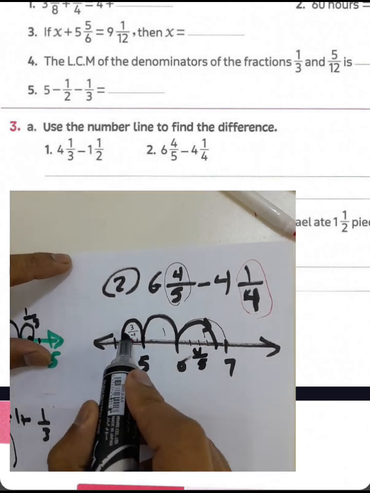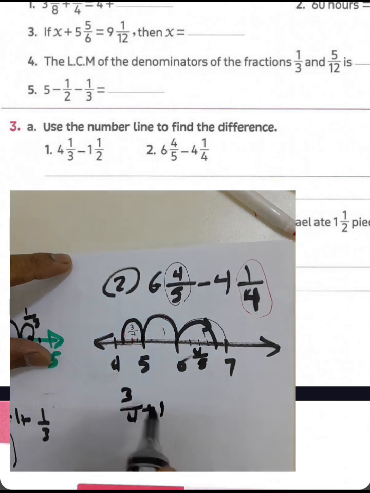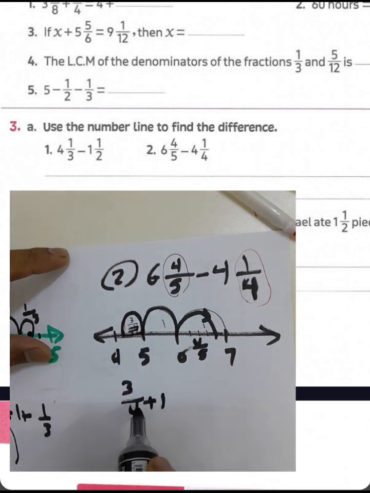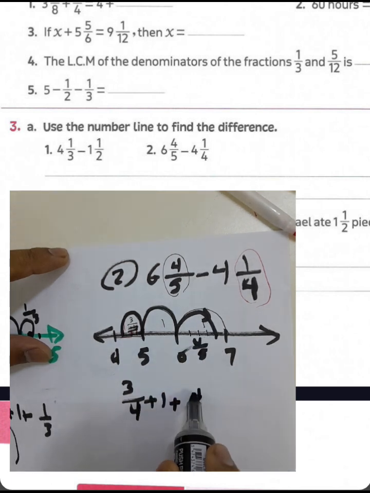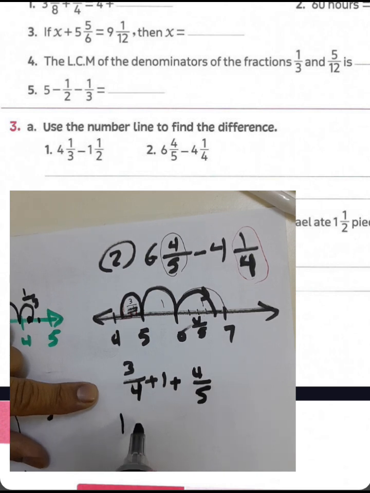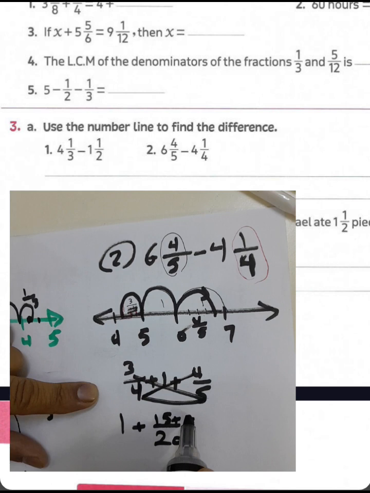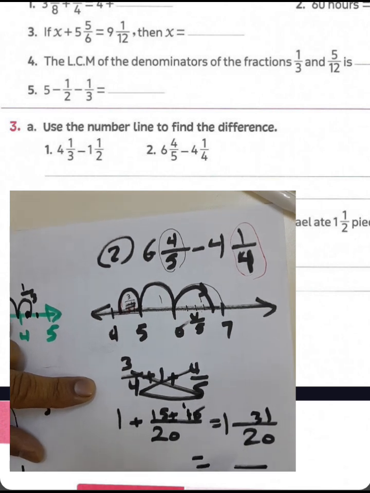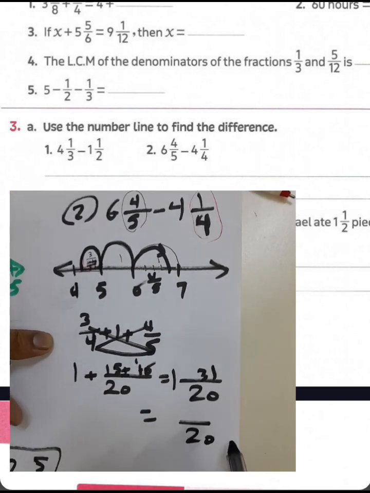And then you must add them: 3 over 4 plus 4 over 5, and here 1. You can add them, write 1 here outside, plus write the least common multiple between 4 and 5. 4 times 5 equals 20, 5 times 3 equals 15, and 4 times 4 equals 16. Write 1 and 20. 6 plus 5 is 11, write 1 and carry 1; 2 plus 1 equals 3. Write 20.